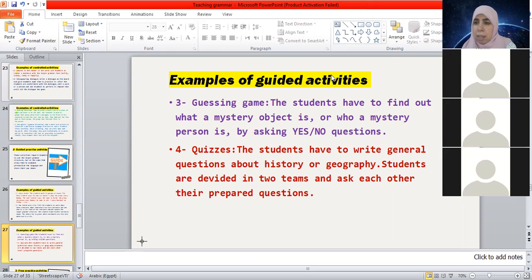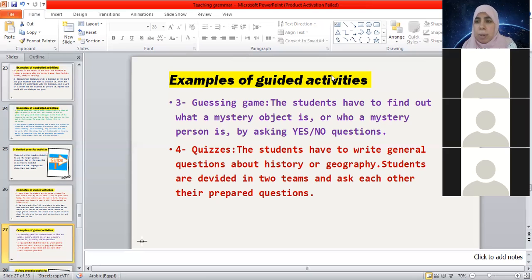And especially in Connect and Connect Plus, we have scientific lessons related to science and geography. You can use this information to practice the grammar structure. So you divide your students into 2 teams or 3 groups, for example. Each group prepares questions for students, and after that, they ask the questions to the other groups.